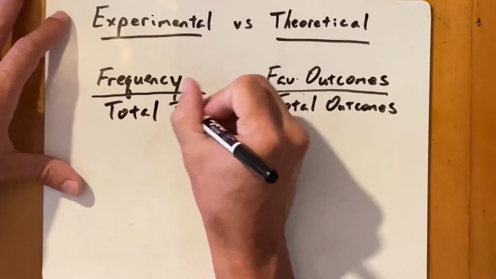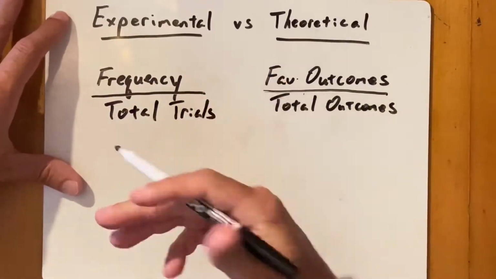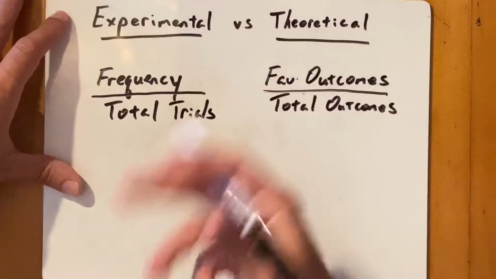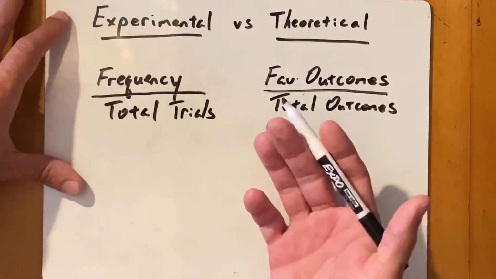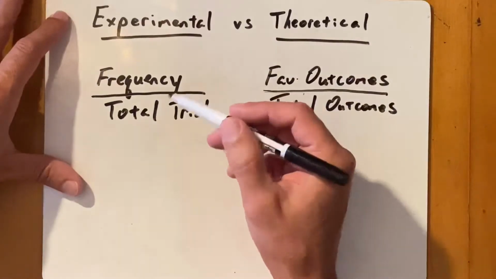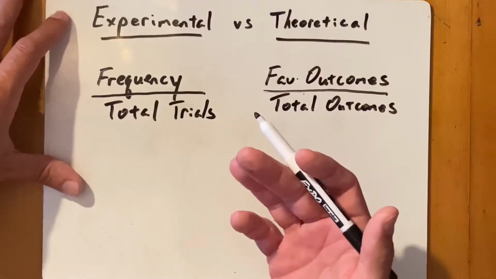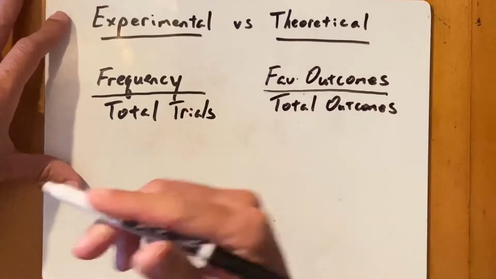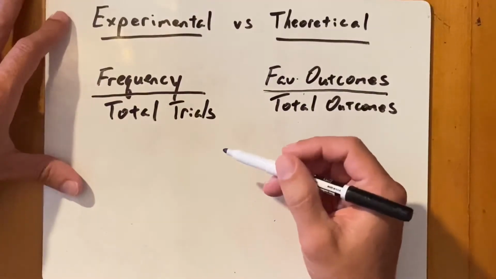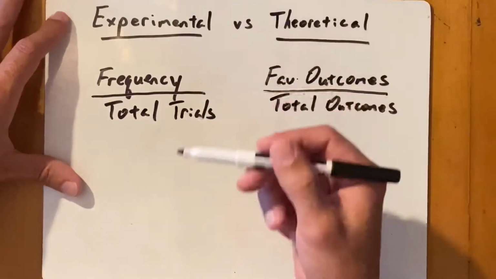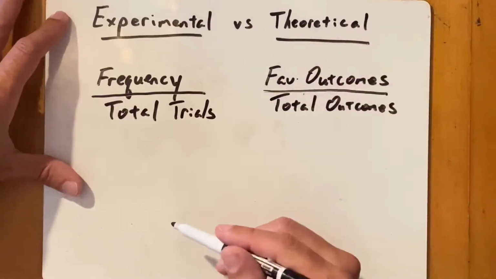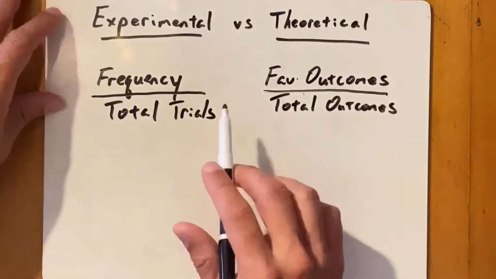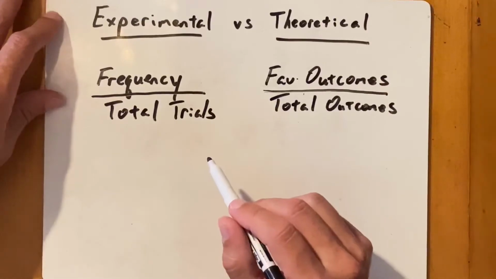For example, let's say I was rolling a die and I rolled it 100 times. That's my total trials, how many times I rolled it. The frequency is how many times my desired number came up. Let's say I wanted to know how many times 3 came up. I would simply count, out of all my 100 rolls, how many times 3 came up. That would be my frequency, and then I would use that to predict how often 3 is going to come up in future trials. Let's take a look at an example of different ways that we can use experimental probability.